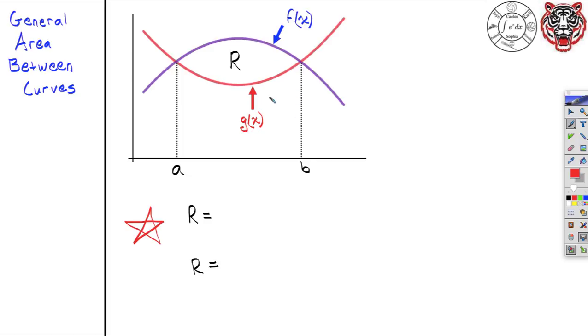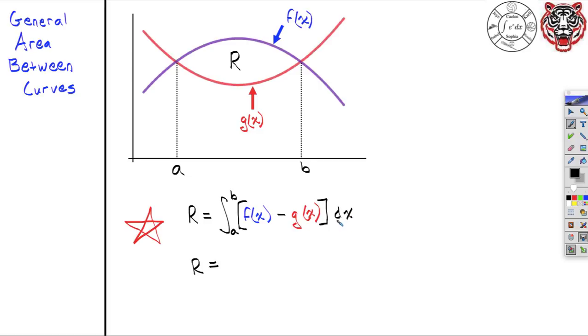So for this general function, the key is this: the area R is always going to be the integral between a and b of the top minus the bottom. So f of x minus g of x, and then all of that needs to be multiplied by dx.